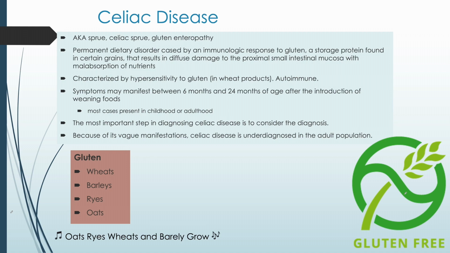And symptoms can manifest any time. It can start as soon as you start weaning a baby off of strictly milk and putting them on cereals and things. They can start having symptoms, and sometimes cases even get missed in childhood and aren't diagnosed till late childhood or early adulthood. So you can find the diagnosis at any time during that process. One of the main things about celiac disease is you have to consider it. It has a lot of really vague, sprinkled little symptoms here and there.